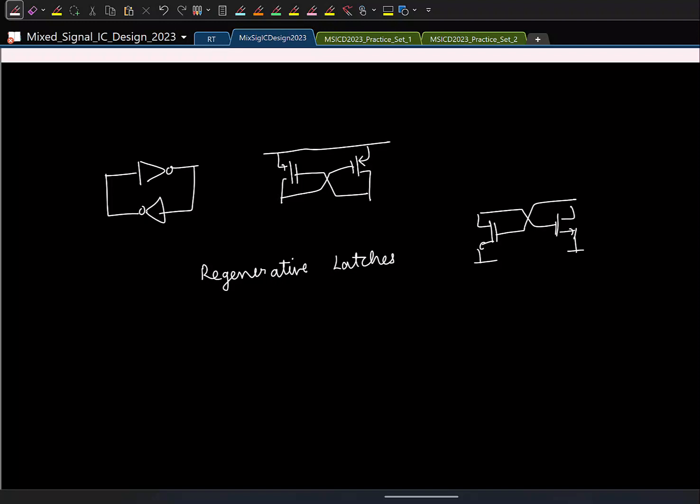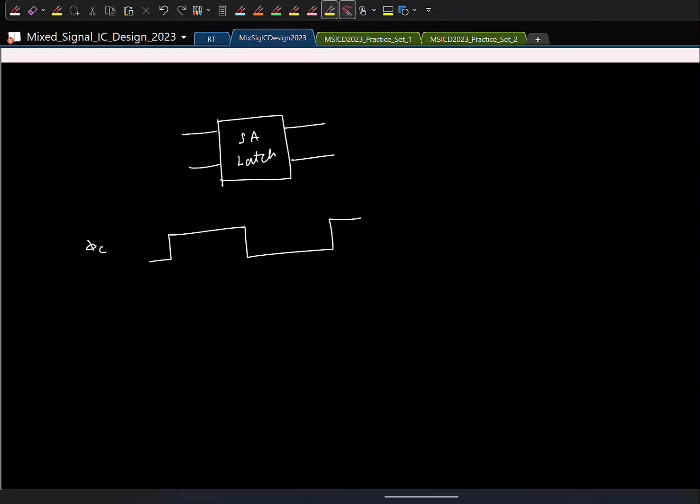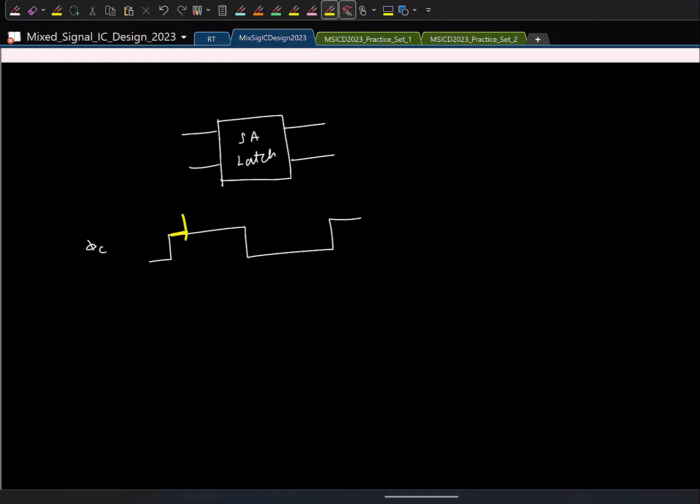So another thing is, if you look at the StrongARM latch, I'll just draw it like this. We are giving the input and taking the output like this. And if this is the clock phi c, when phi c is high is when the latch makes a decision, and remember that the decision is made somewhere here itself, right? And the output is available only for this time. And when phi c is made low, what happens to the outputs? When phi c is low, what are we doing to the outputs? We are resetting it to VDD. So the digital output is available only in this phase, right?